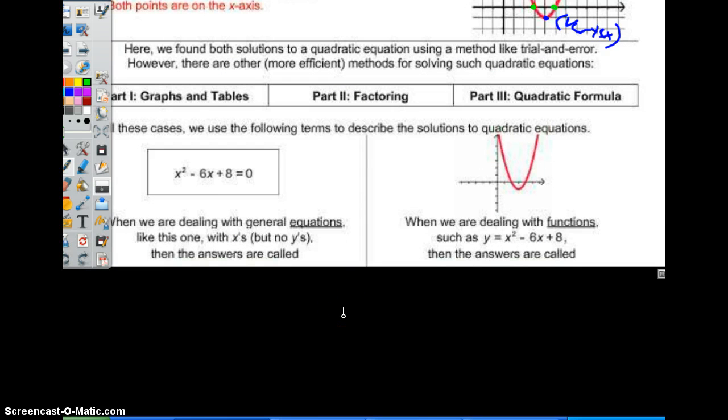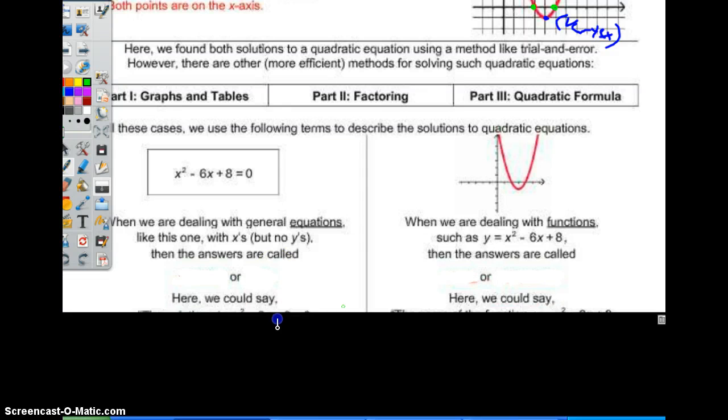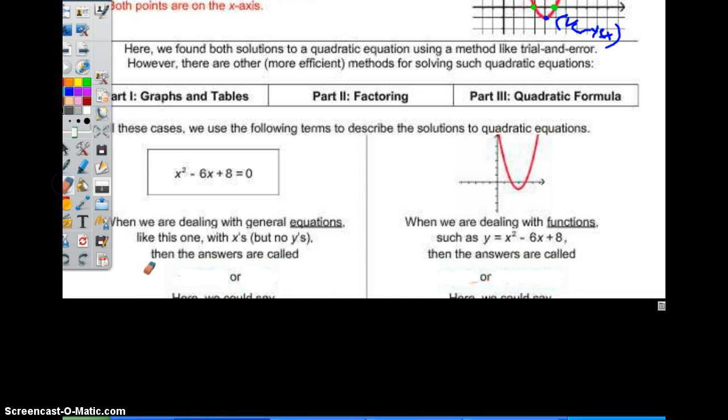Down here, it says, in these cases, we use the following items to describe the solution to quadratic equations. When you're dealing with just an equation itself, those answers are called solutions or roots. Roots is a new word. We haven't really used that in this class that much yet, but you need to know that. Those things mean the same thing, okay? Those are solutions. In other words, what numbers could you plug in and get 0 out of that, okay?